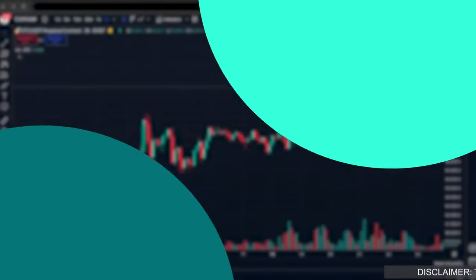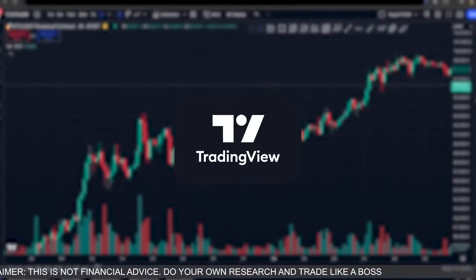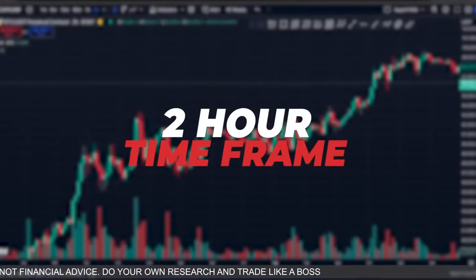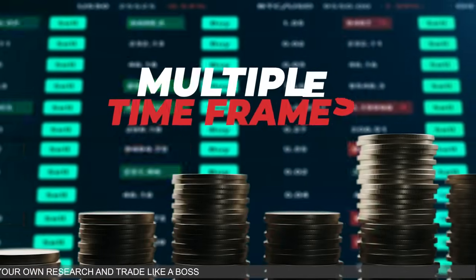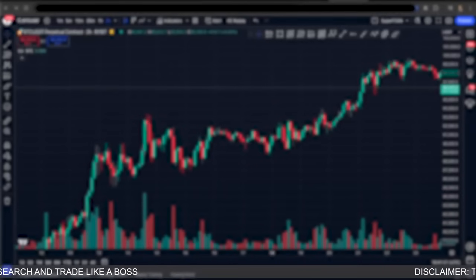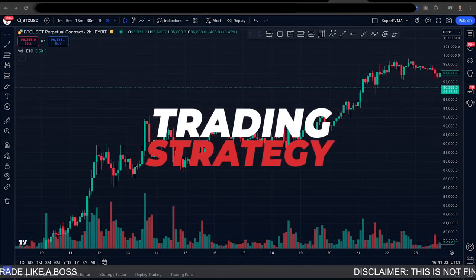Let's have a look at this trading strategy. Okay, here we are on TradingView. I'm on the 2-hour time frame. This strategy works on multiple pairs and also on multiple time frames. I'll be proving that in a couple of minutes. Let's get on with the strategy itself.